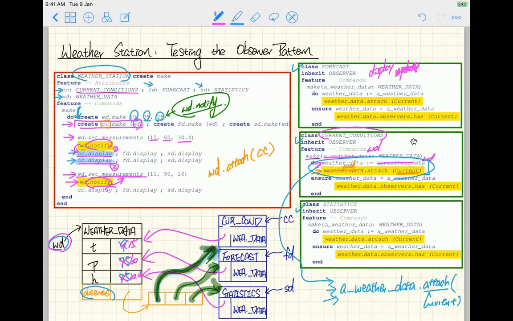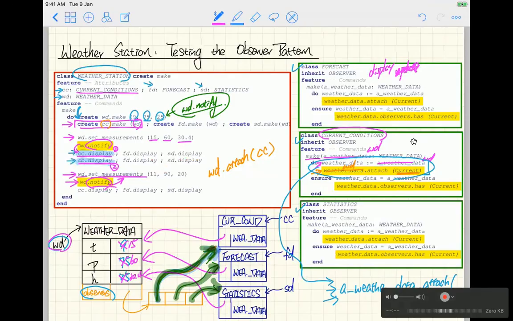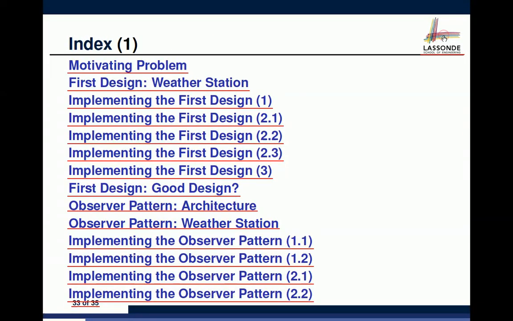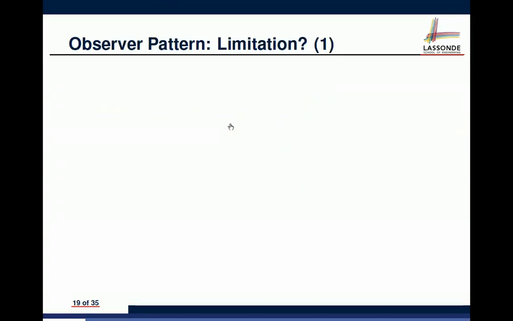Okay? Let's try to criticize the design. Let's see a little bit slides, and then we'll get to the third design. Now, let's go to the third design, and then I will tell you how the roadmap is going to be. Okay? Let me just go to observer over here. Okay? So basically, we're up to here. Let's talk about observer pattern limitation.